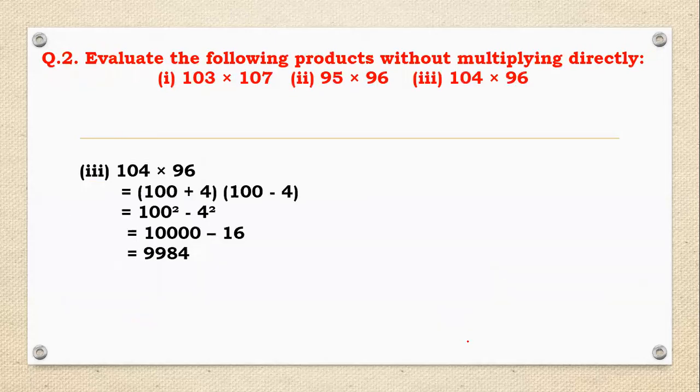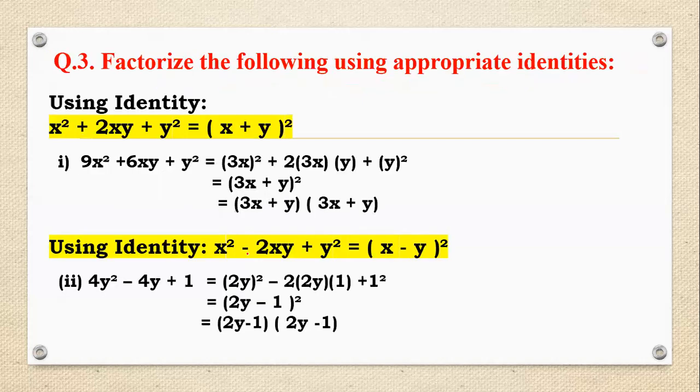Next we have the third part. Again we have the same process here, the same identity is applicable, and we have here 100 plus 4 and 100 minus 4. So the identity that we have used in previous question number 1 is a square minus b square. So 100 square minus 4 square. You can see here 10,000 minus 16. So the answer is 9,984. Question number 3.